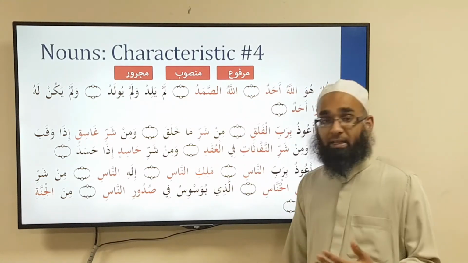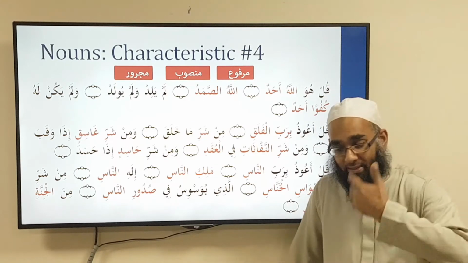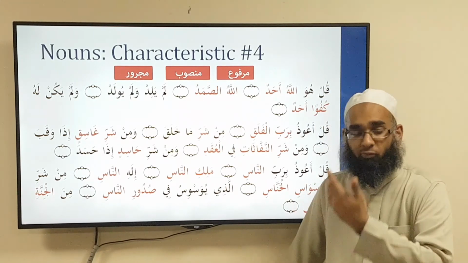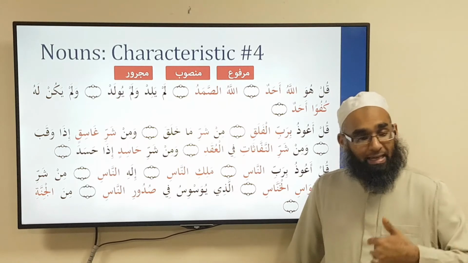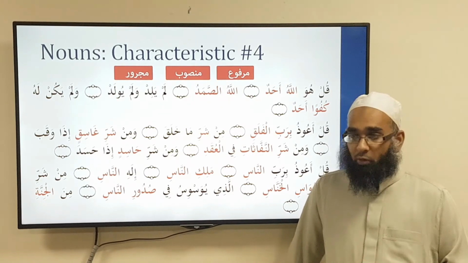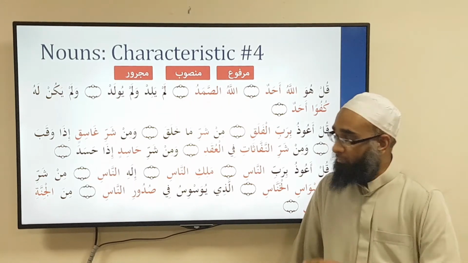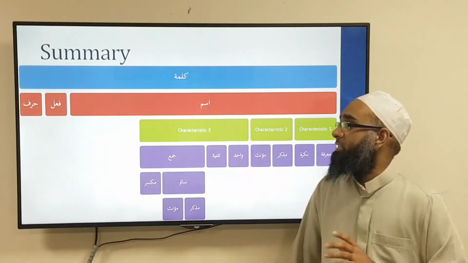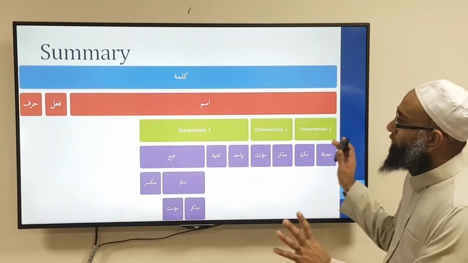Okay. Now, when these things change from marfu' to mansub to majrur, this is discussed later on. This is coming in section 2. So at the moment, we've completed section 1. And this is everything we've done so far.